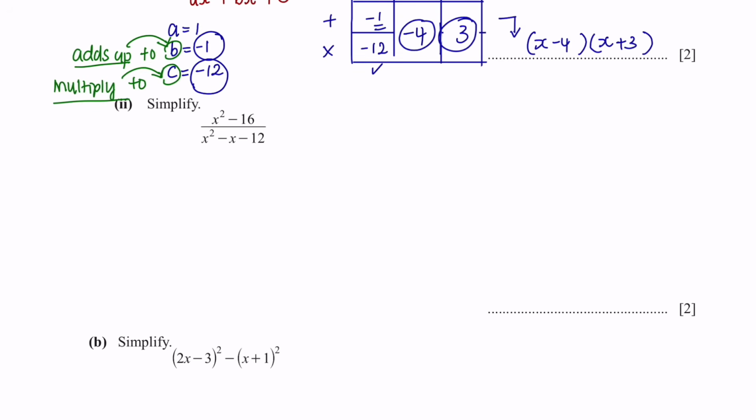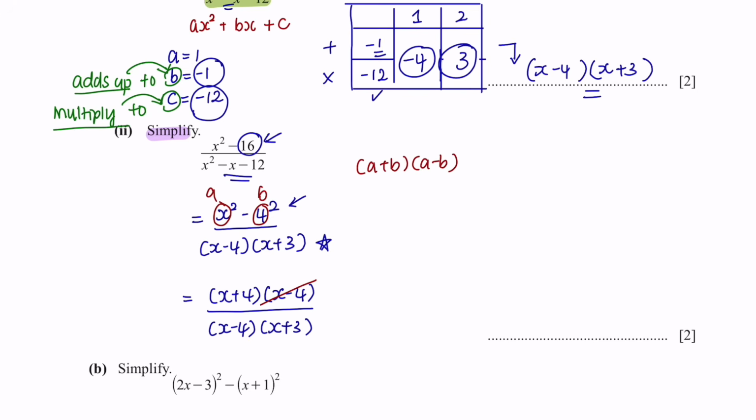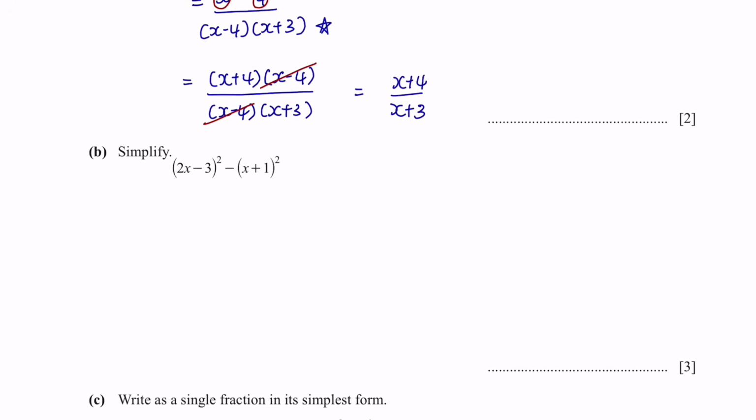Next, question part 2. Simplify this equation. If you look at the numerator here, the value of 16 can also be written as 4 squared. And the denominator is the same as the previous one, so that would be (x - 4)(x + 3). Now let's change the numerator to the same format as the denominator. So this is a and this is b. We can change this to (a + b)(a - b). And now we can see we have a common factor x - 4 and simplify to (x + 4) over (x + 3).